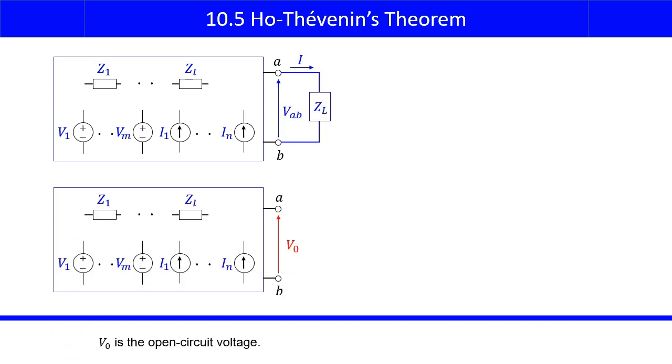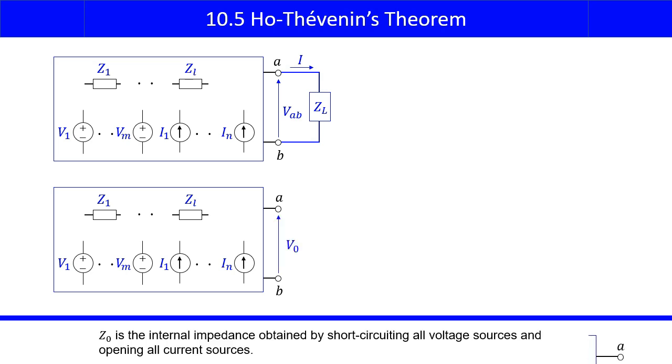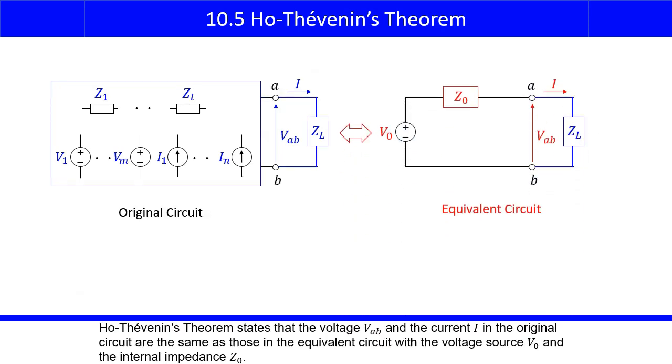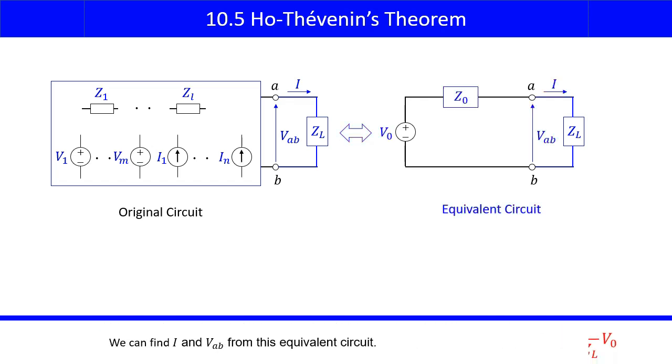V0 is the open circuit voltage. Z0 is the internal impedance obtained by short-circuiting all voltage sources and opening all current sources. Ho-Thevenin's theorem states that the voltage VAB and the current I in the original circuit are the same as those in the equivalent circuit with the voltage source V0 and the internal impedance Z0. We can find I and VAB from this equivalent circuit.